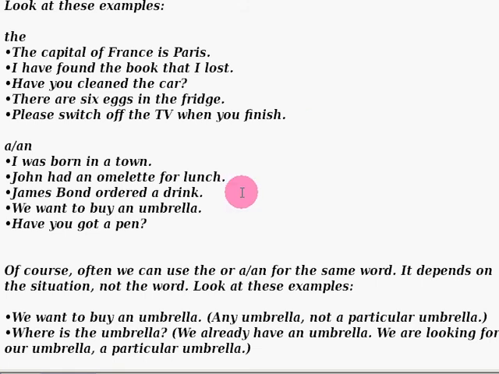Next, let's talk about a or an. Now, let's read the following sentences. I was born in a town. Not a specific town, just any other town. John had an omelette for lunch, but the kind of omelette, not specific. James Bond ordered a drink. A drink, nothing specific. We want to buy an umbrella. Not a specific umbrella. Have you got a pen? Unspecific pen.